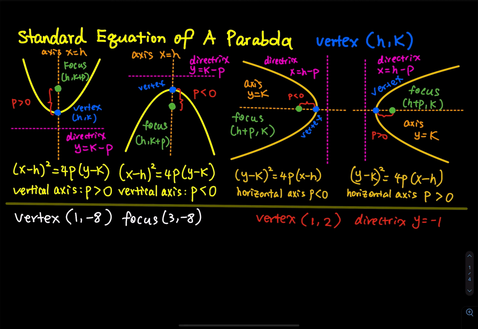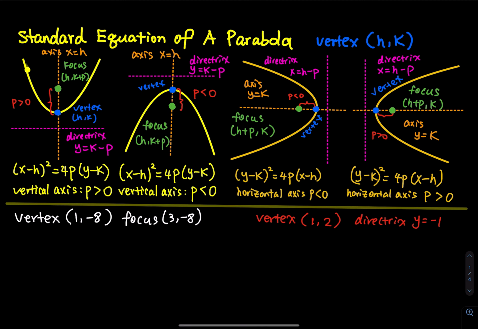Do you see the difference between these two graphs? The focus is above the vertex. The parabola is facing up. The parabola is always facing the focus. In this one the focus is below the vertex, so the parabola is facing down. The parabola is facing the focus, and then the directrix is always right behind the parabola, just like right here and then right here.